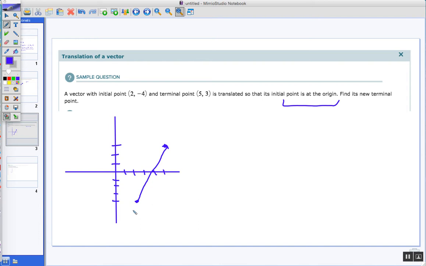Well, what do we need to do to this point (2, -4) to get it to the origin? Well, we need to go 2 units left. So we need to subtract 2. And we would need to go 4 units up from -4. So we would need to add 4. And that would get this point. So again, see, 2 units left, so -2, and 4 units up gets us to the origin. So I'm going to subtract 2 and add 4, which makes that point now at (0, 0).